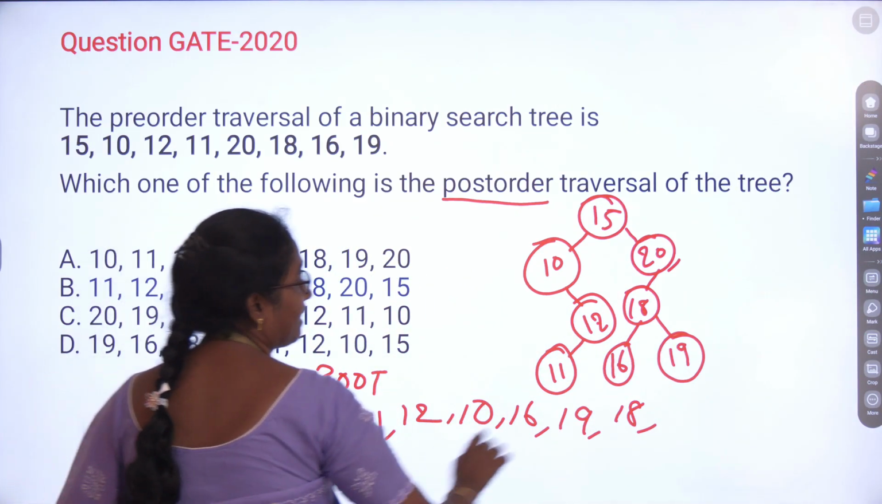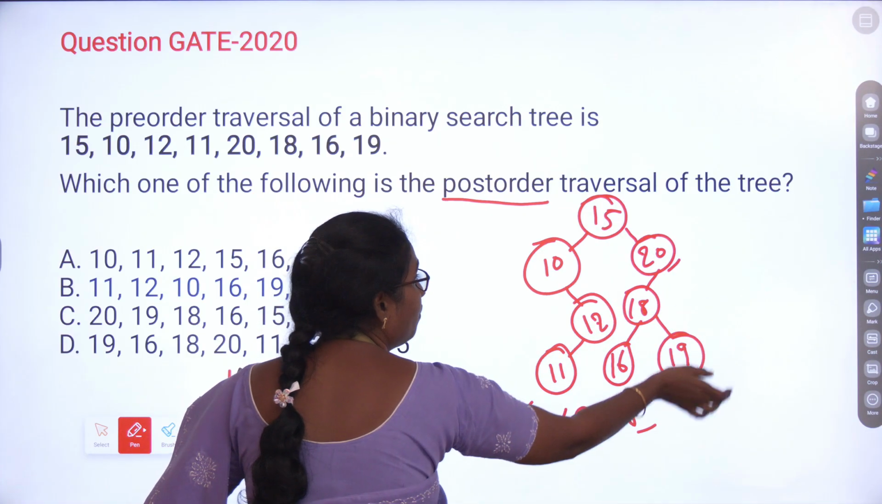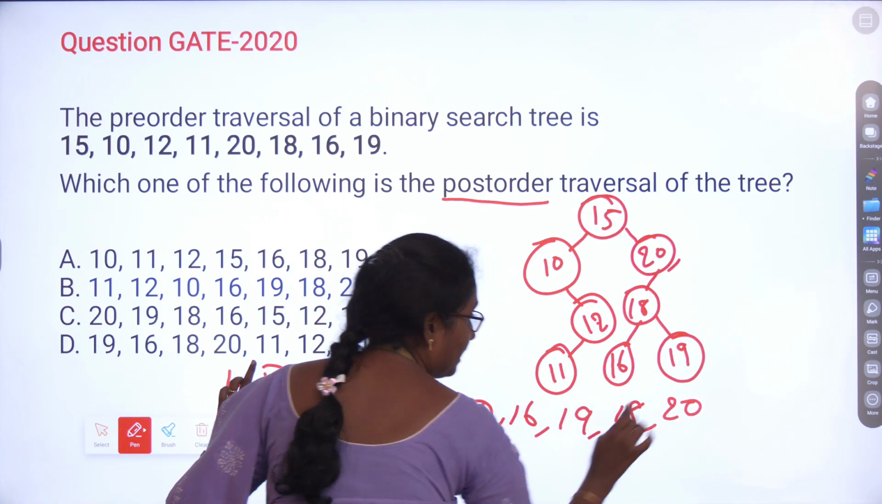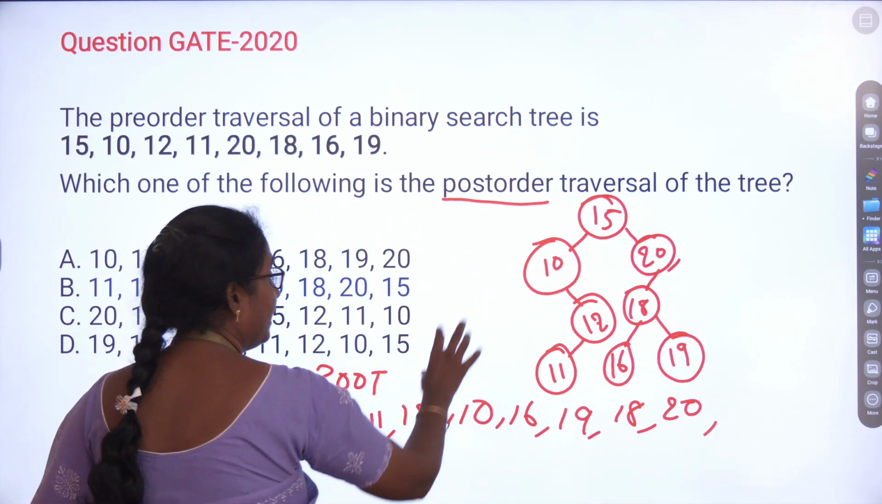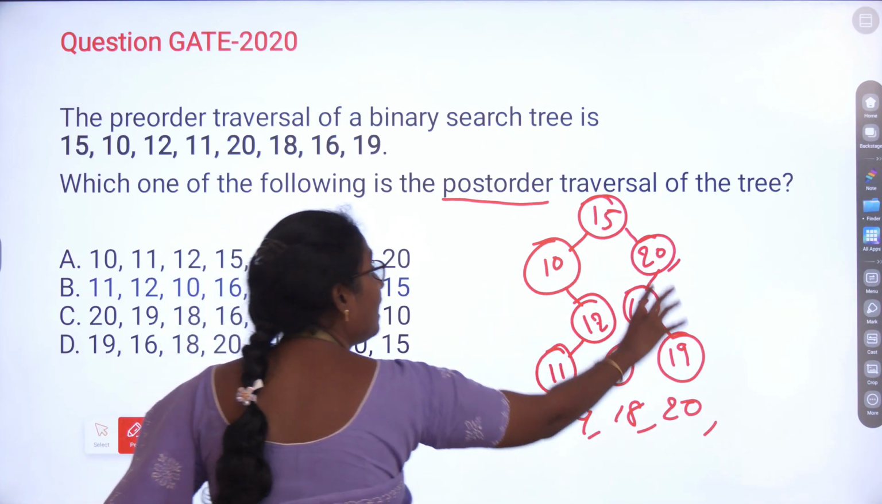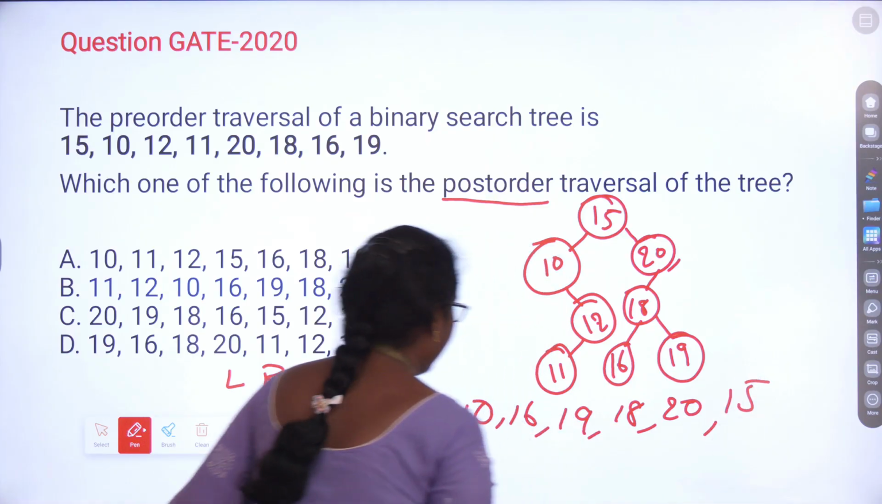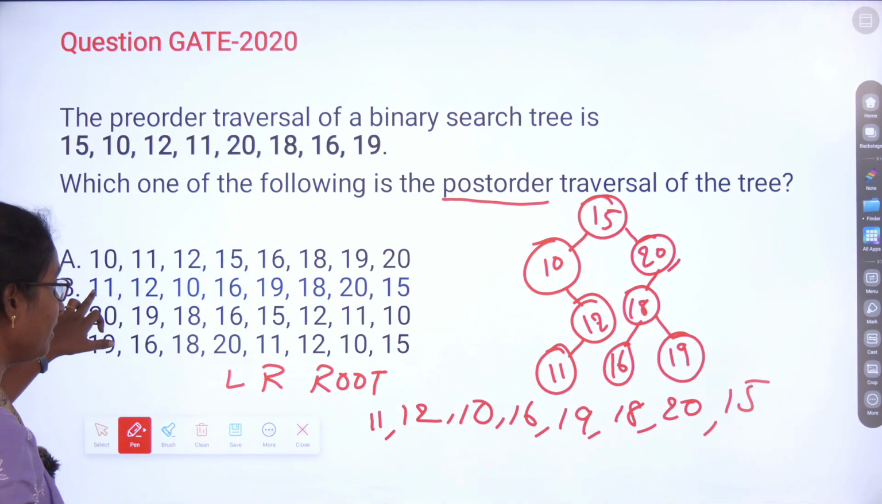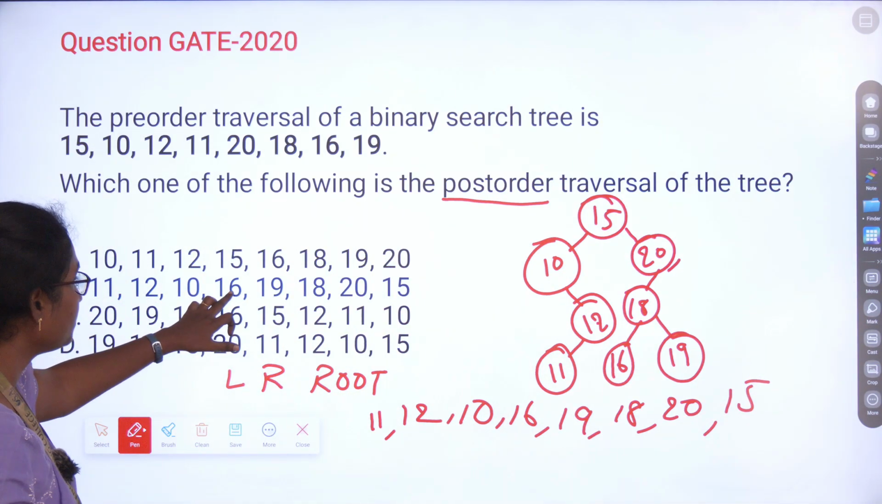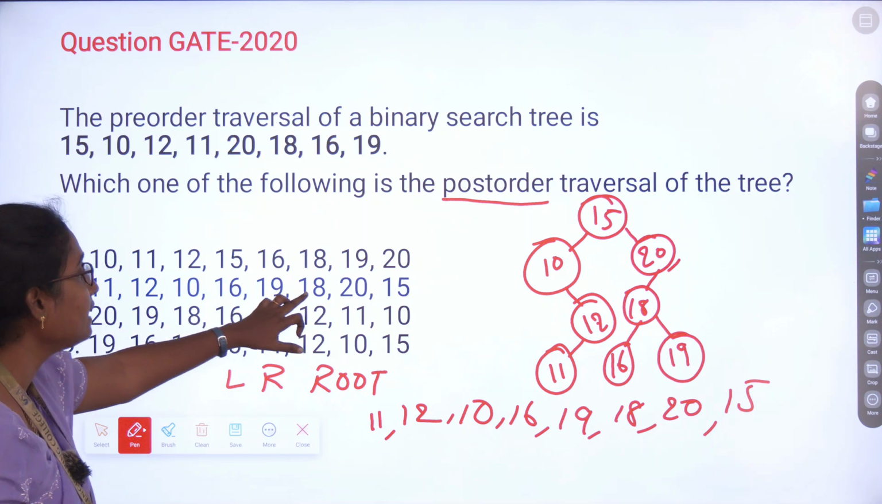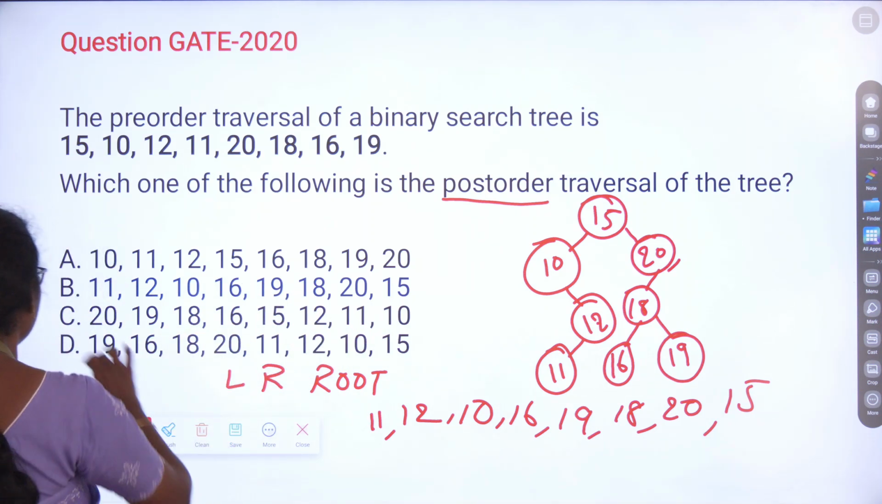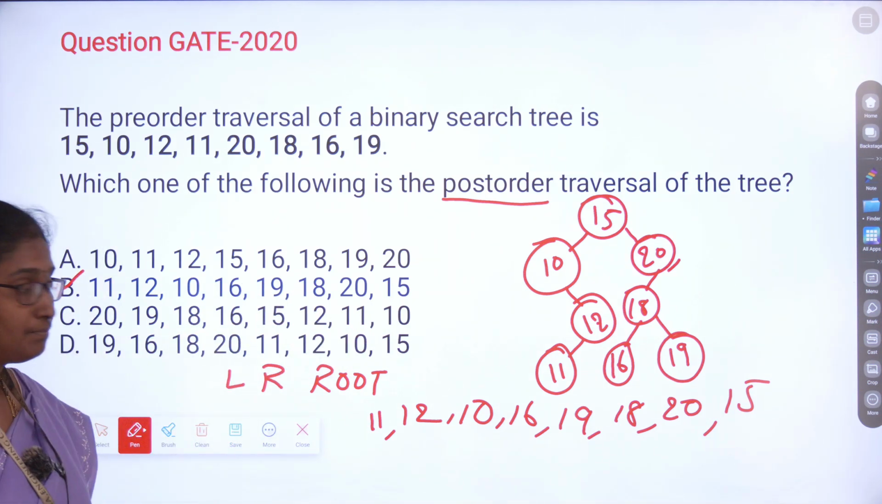Then what next? Right. There is no right part. What is root? 20. Then here the left part is over and right part is over. What is root? 15. The answer is 11, 12, 10, 16, 19, 18, 20, 15. The answer is B.